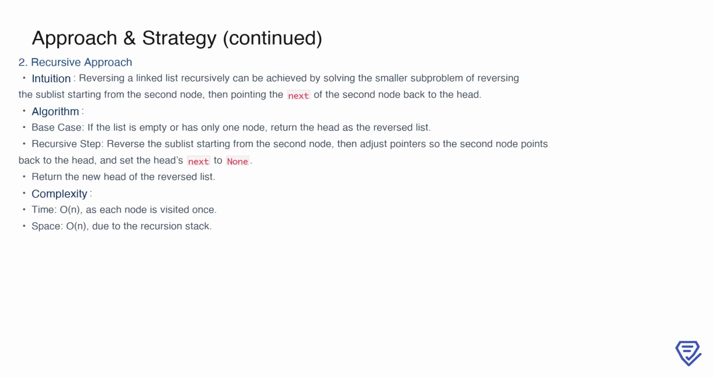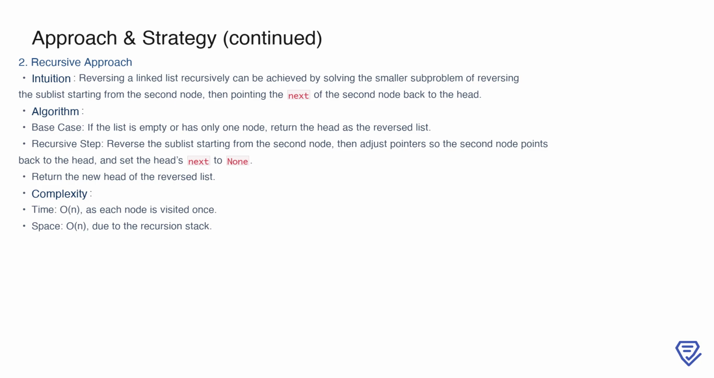Another method to reverse a linked list is the recursive approach. This technique leverages the power of recursion to simplify the problem. The intuition here is to break the problem down into smaller subproblems. Specifically, we reverse the sublist starting from the second node and then adjust the pointers so that the second node points back to the head.